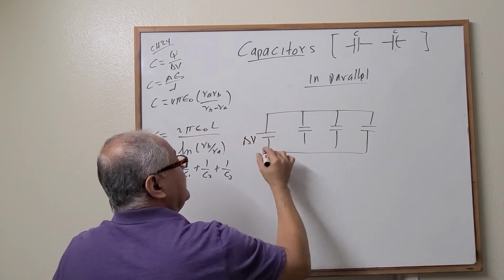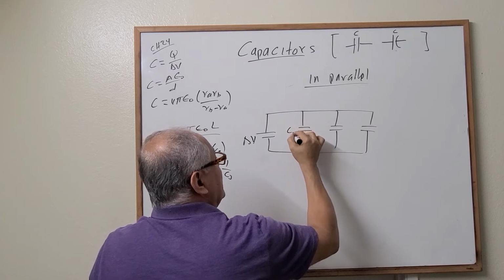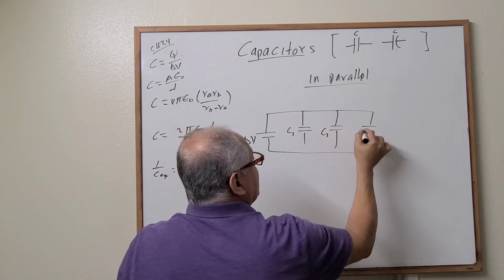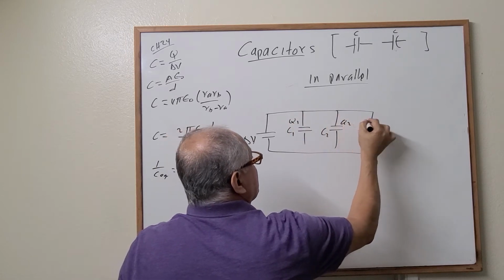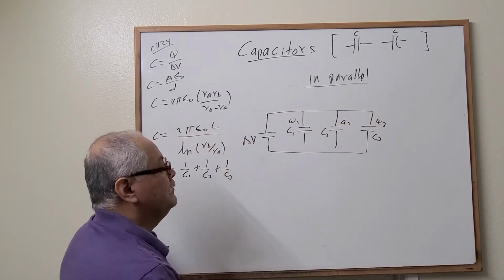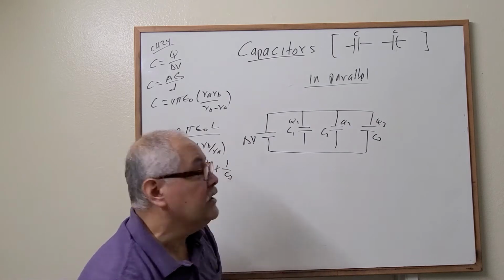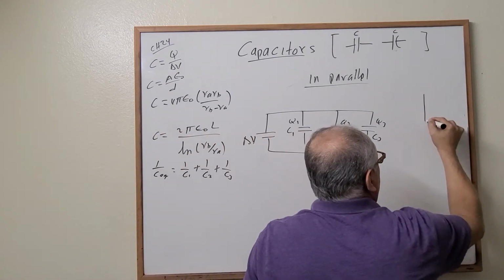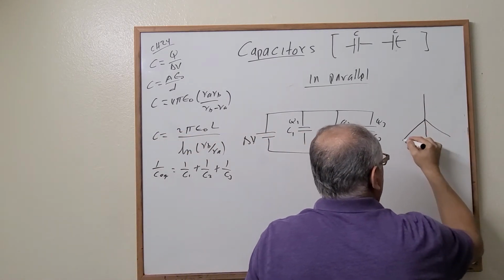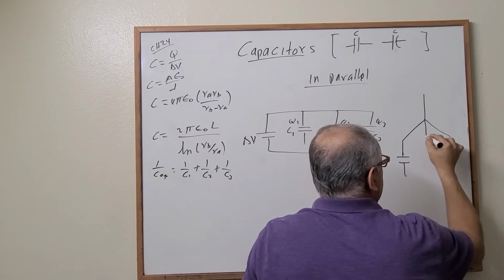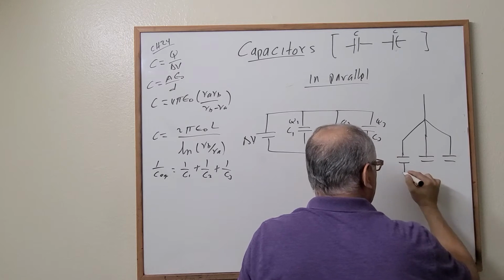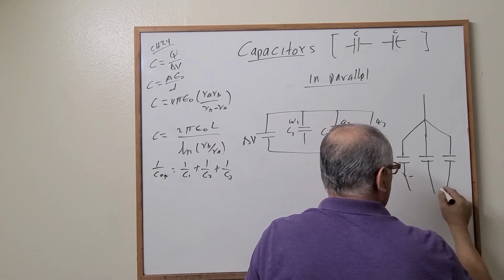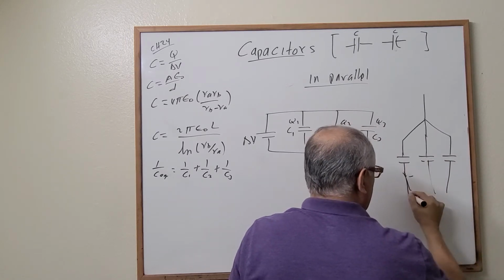This is voltage again, capacitor 1, capacitor 2, right? Capacitor 3, and we have charge 1, charge 2, right? And charge 3. Look, this is similar to this capacitor. Imagine that we have this circuit. Again, these are in parallel.